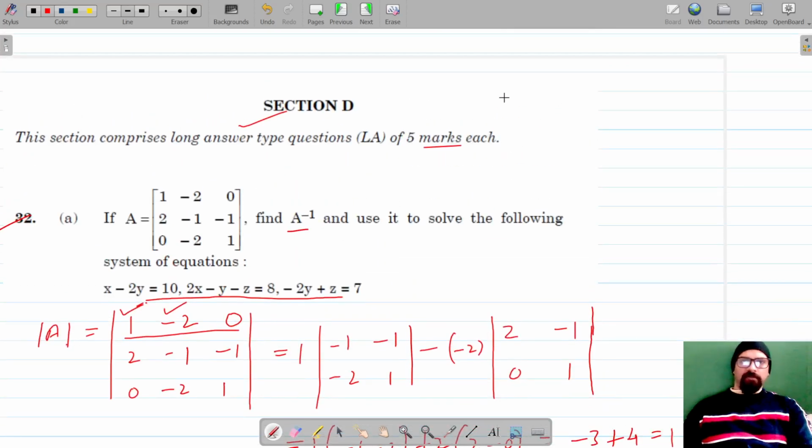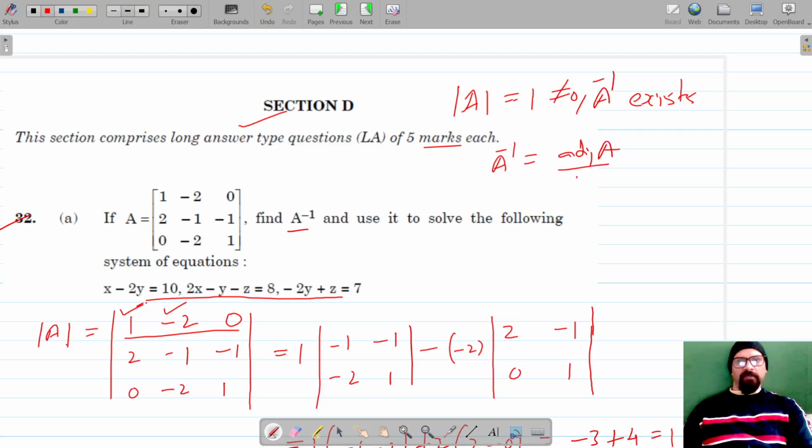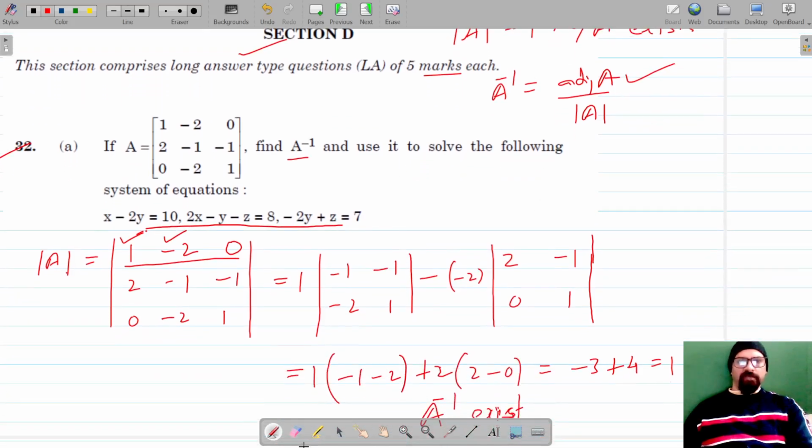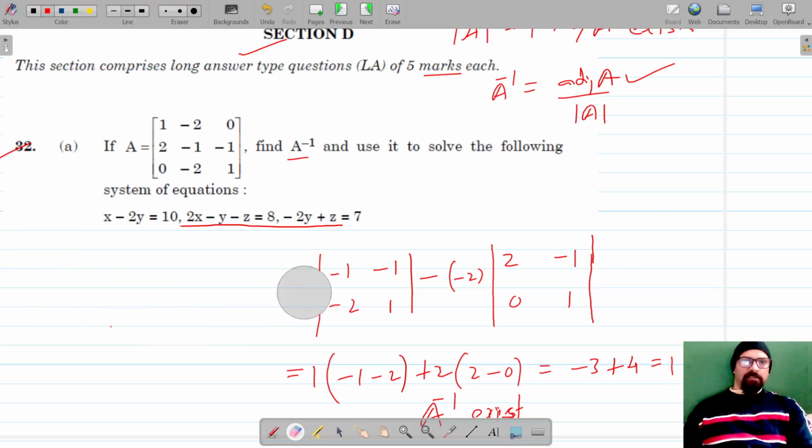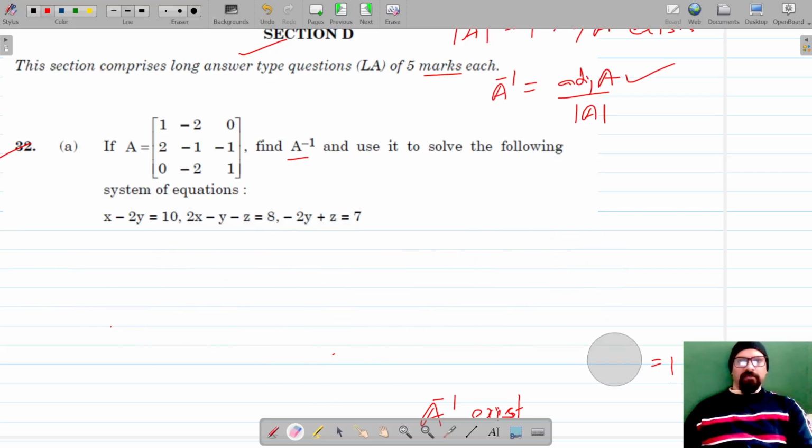Now let me just write down here. Determinant of A is equal to 1, which is not equal to 0. So that means A inverse exists. And to get A inverse, we know that A inverse is adjoint of A divided by the determinant of A. So now we are going to find out the adjoint of A, and for that we need to find the cofactor matrix.